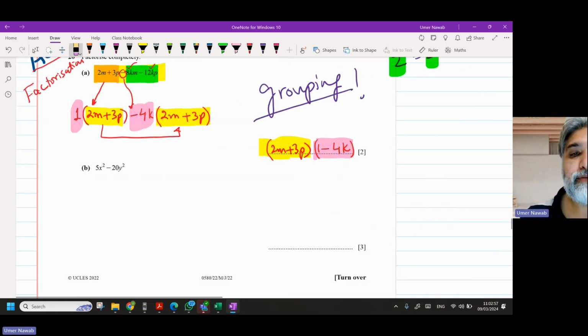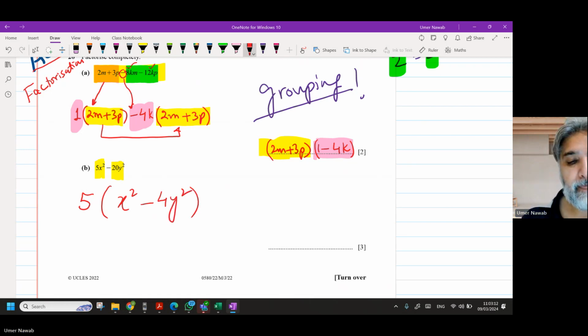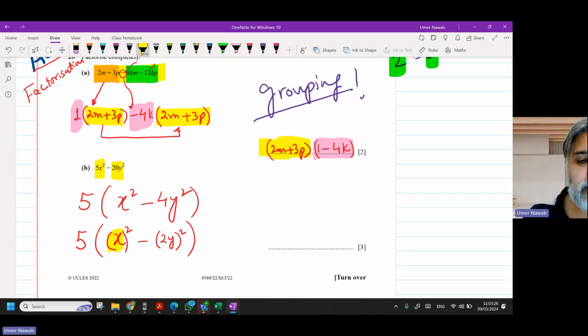Before I apply difference of two squares, there is something common in them. What is common? Highest common factor is 5. So I'm going to take 5 outside common. When I take 5 outside, x squared is left in the first term and 4y squared will be left in the second term. Next stage is, this is already x squared, but this is not written in the form of a square. So I need to write it as 2y whole squared. So x squared and 2y squared.